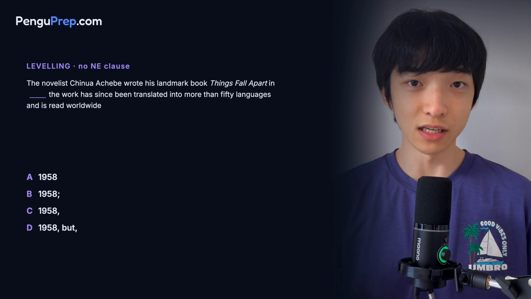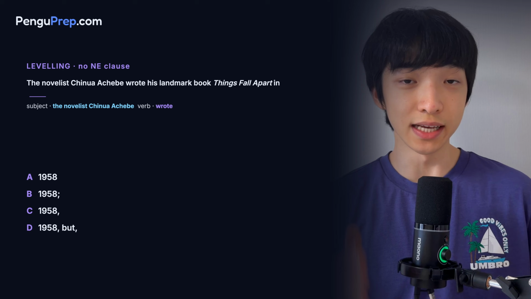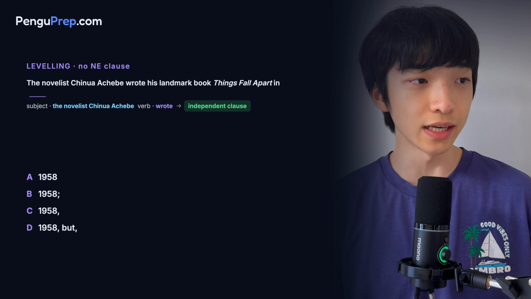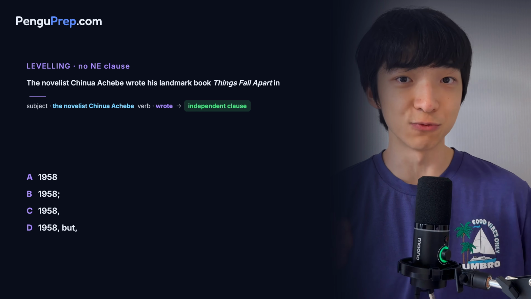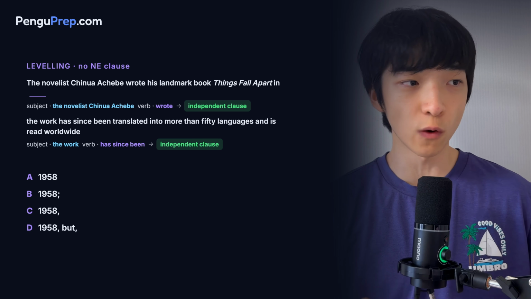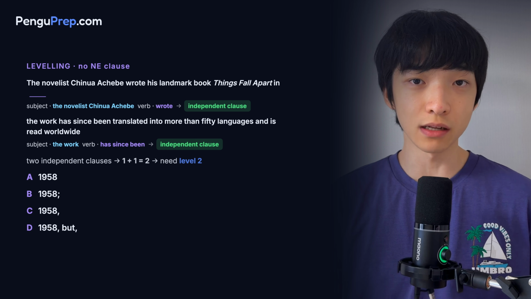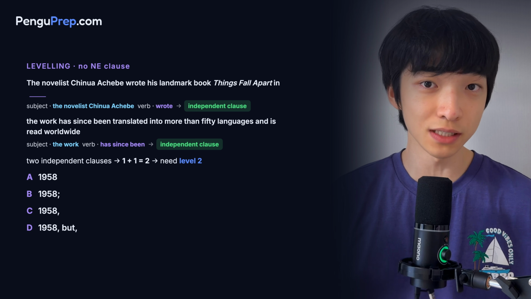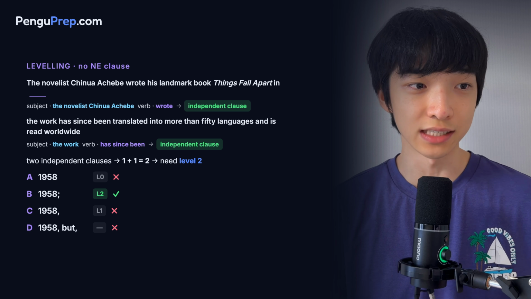This problem doesn't have a non-essential clause, so you need to use the leveling strategy. The first piece is an independent clause because the main subject is the novelist, and the verb which the subject is actively doing is wrote. The second piece is also an independent clause because the subject is the work and the verb is has since been. Now, since we have two independent clauses, the sum of the levels is 1 plus 1 equals 2. We need the level 2 punctuation, so the correct answer has to be B.